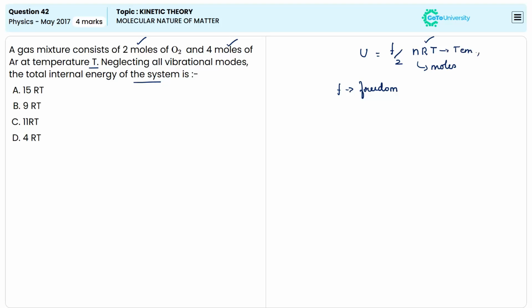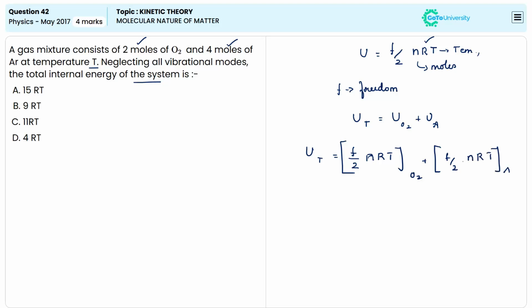In the given system, there are two different gases. So here we can write the total internal energy of a system is the sum of the internal energy of oxygen and the internal energy of argon. So here we can apply the formula. The total internal energy will be f over 2 times nRT for oxygen plus f over 2 times nRT for argon.